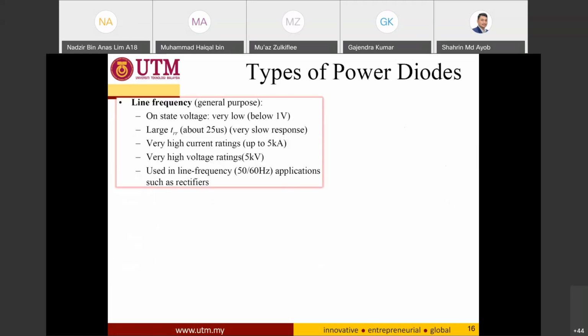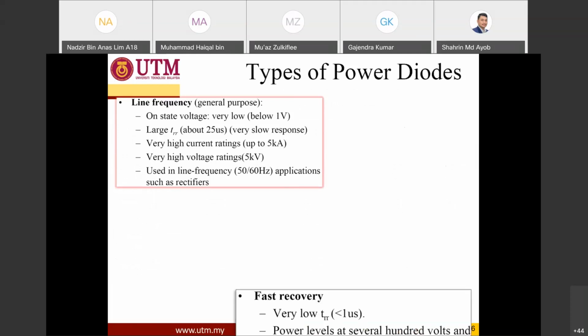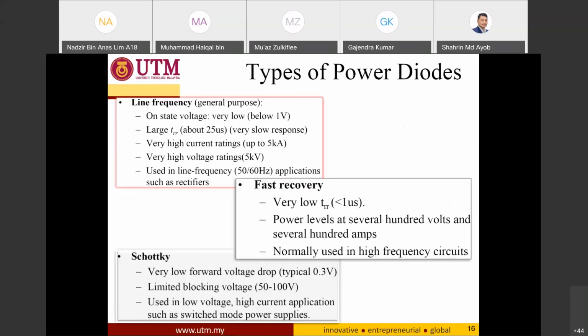And we classify these diodes into line frequency, fast recovery, and a special diode, which we call the Schottky diode.